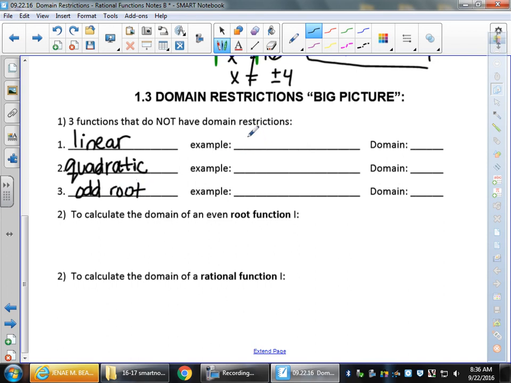What's an example of a linear function? F of x equals, yep, anything where the highest power is 1. So don't get thrown off, like 2/3 x minus 1, that's linear. mx plus b. What's the domain of linear functions? Negative infinity to positive infinity, all real numbers.